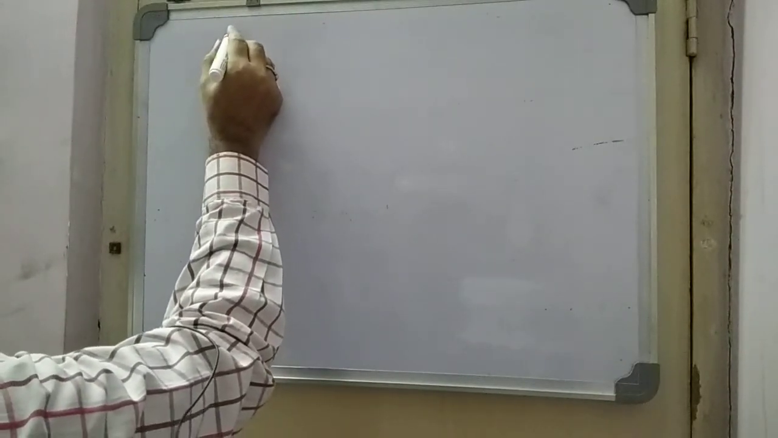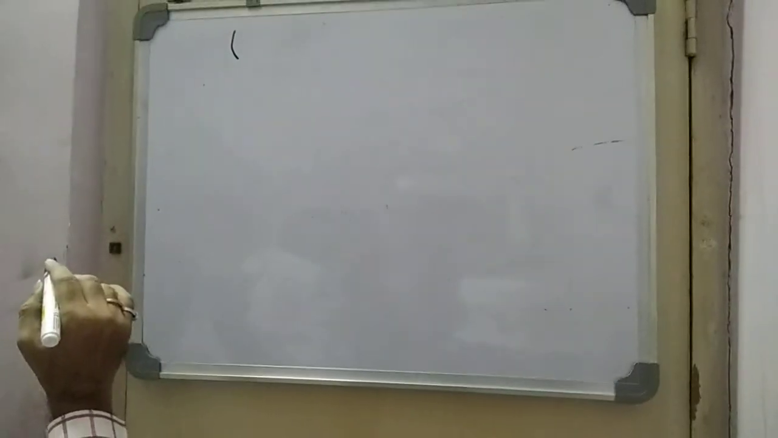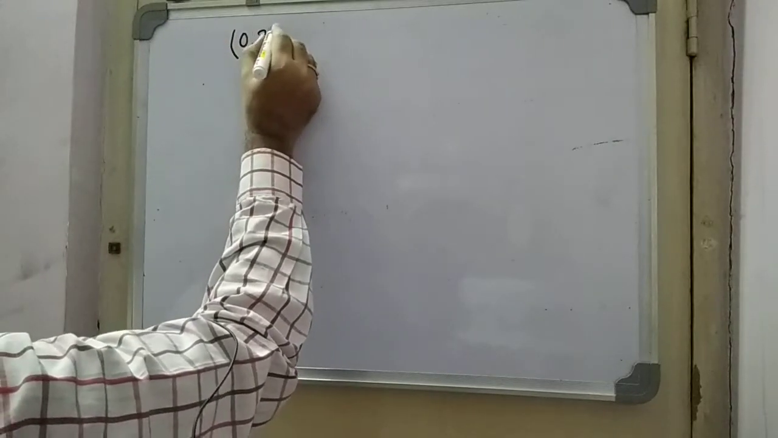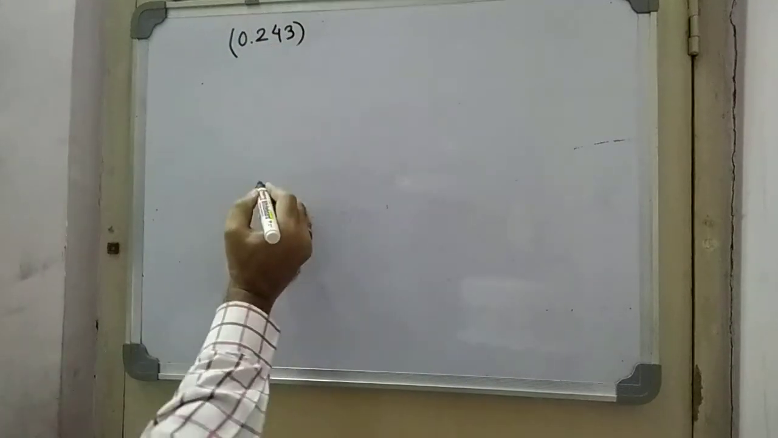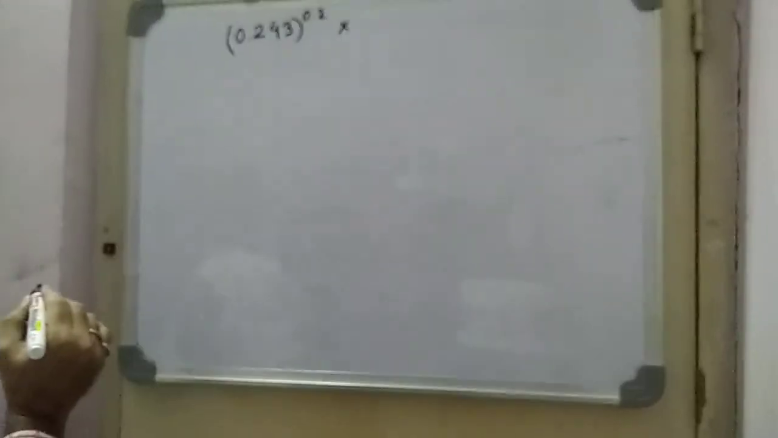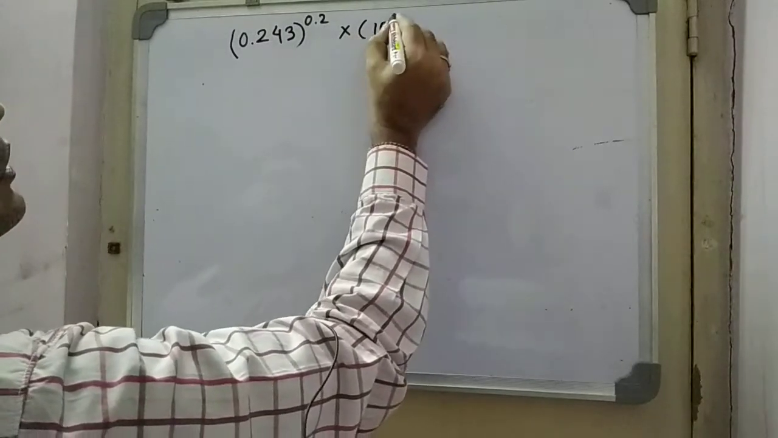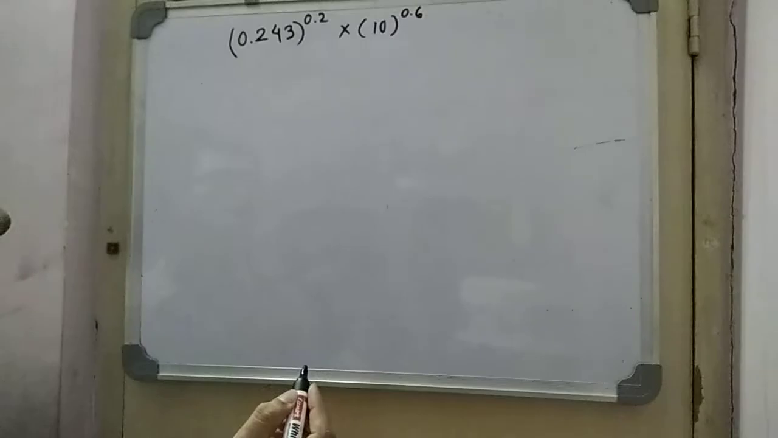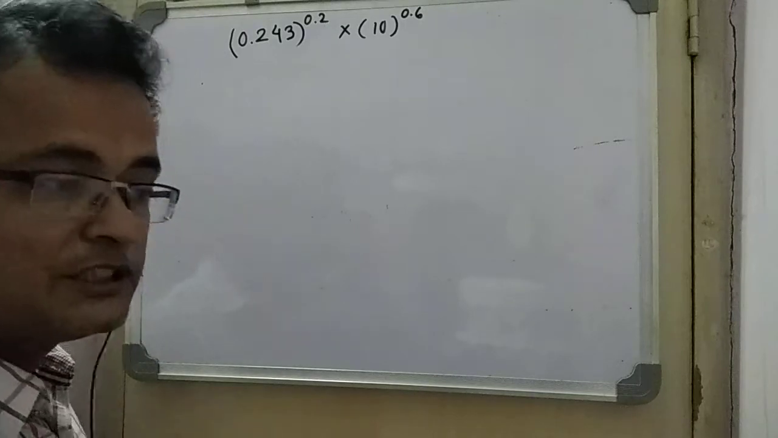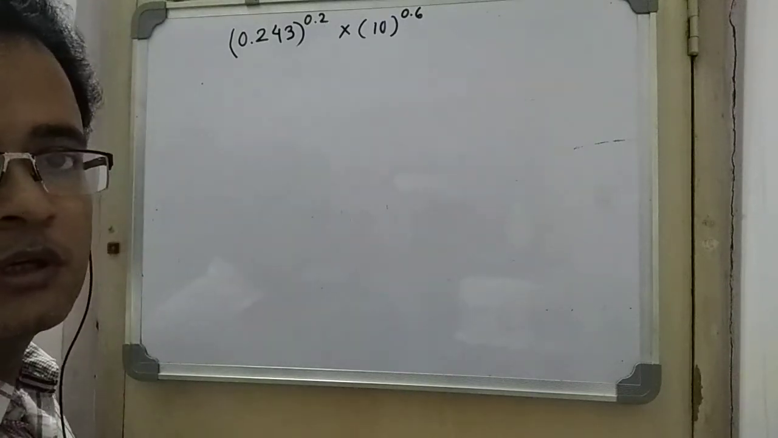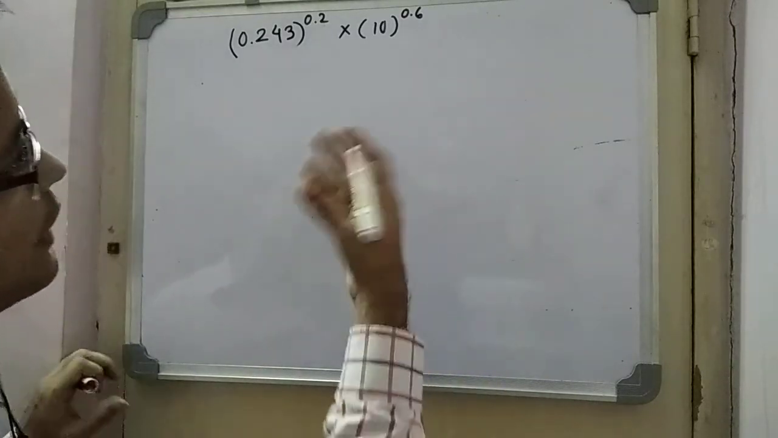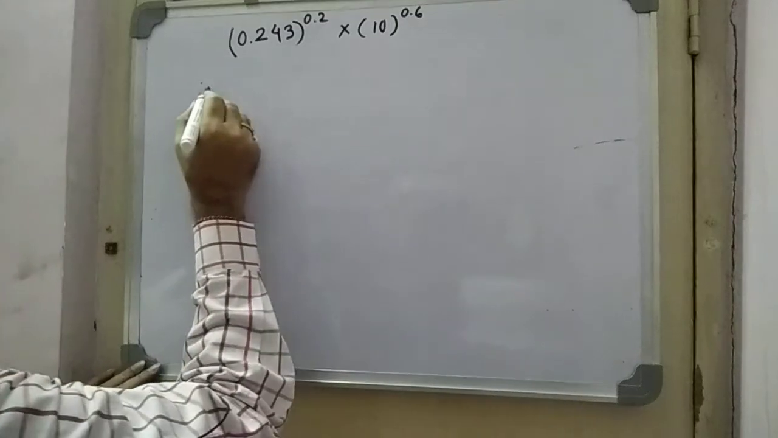So first problem, 0.243 to the power 0.2 into 10 to the power 0.6. So you should concentrate on what will be the tricks, means why am I doing this, because every problem can be solved in many ways, but why am I doing a particular way, just understand that one, so it will help.